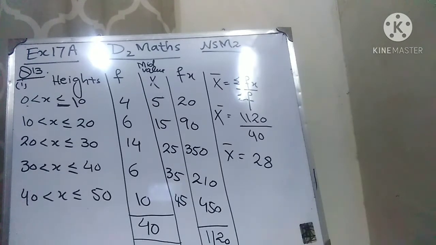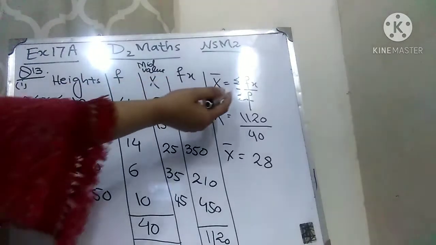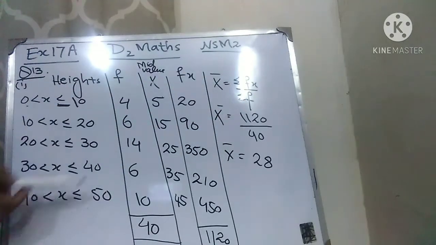So 28 is the answer of the first part. Now I'm going to explain you part 2. I hope that this part is clear to you. Again, I'm telling you, according to the formula, you need x, and the data is given in this form. You have to find out x.